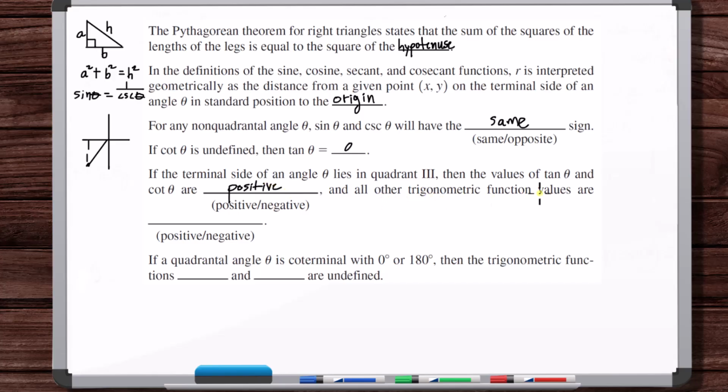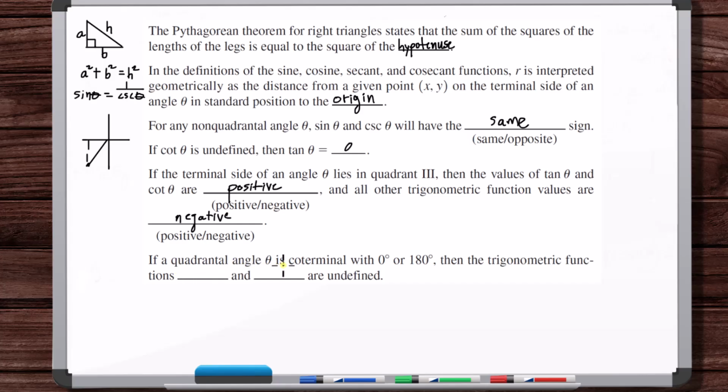And all other trigonometric function values are going to be negative. Why negative? Because for all the other trigonometric functions, it's one of the sides divided by, or in ratio with, the radius. The radius is always positive. But both of these are negative. So for all the other trigonometric functions, you're always going to have a negative value.